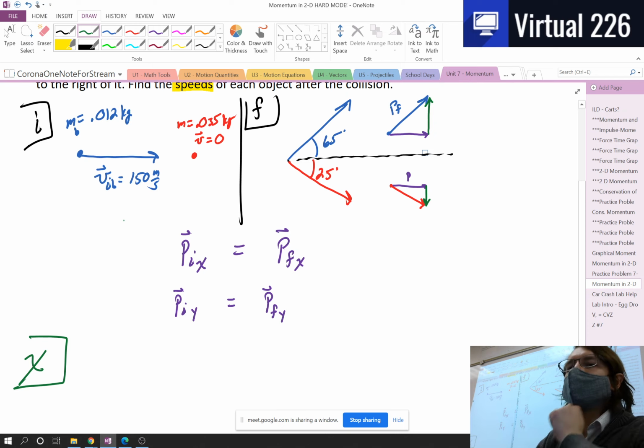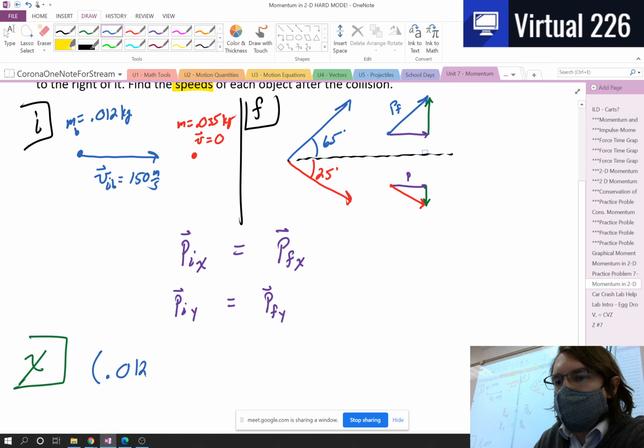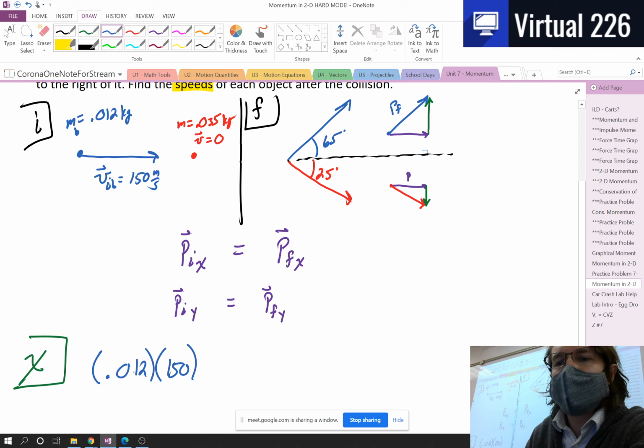If we look at our initial momentums here, masses times velocities, we have the mass of the bullet, which is 0.012 kilograms, times the bullet's initial velocity, 150 meters per second. And forgive me for not placing in units here. These are momentums, so they will be Newton seconds. But this is going to get big.